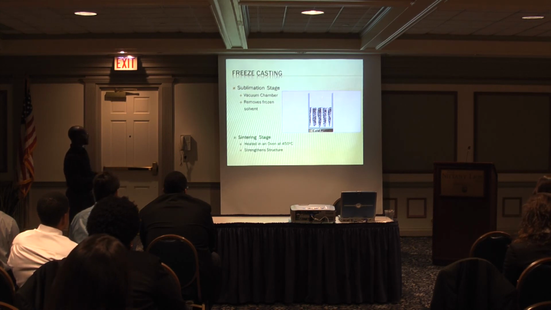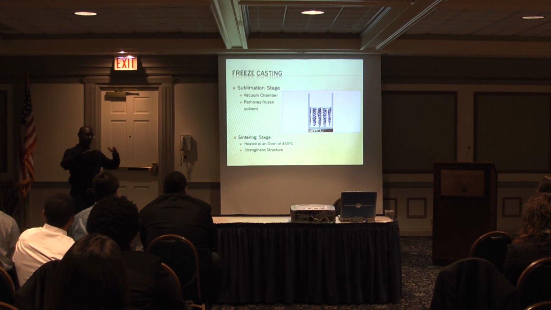After we have sublimated our slurry into a monolith, we then put it through a sintering stage, where we put the monolith into an oven at about 450 degrees Celsius and heat it, and that allows this structure, these gaps that are formed, to strengthen and stabilize.